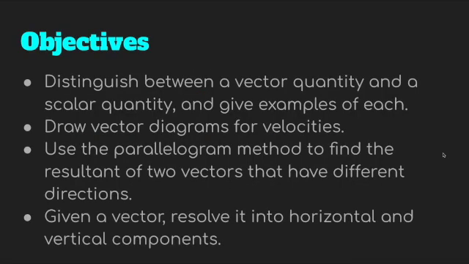So our objectives today are to distinguish between a vector quantity and a scalar quantity and give examples of each. We're also going to draw vector diagrams for velocities and use the parallelogram method to find the resultant of two vectors that have different directions. Also, given a vector, we're going to resolve it into horizontal and vertical components. That sounds like a lot, so let's get started.